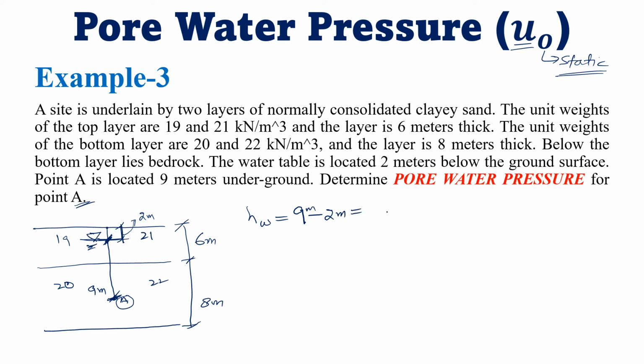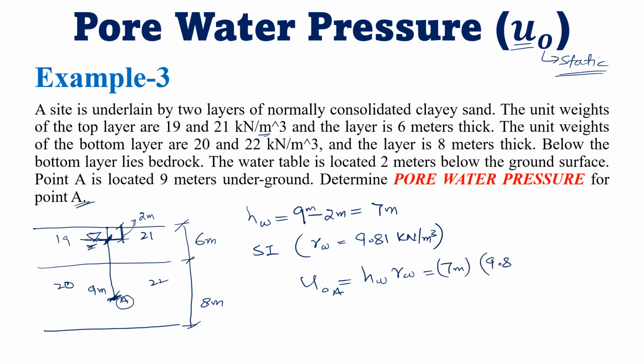So the depth of water above point A will be equal to 7 meters, because we are considering meter units and Newton units, so it is the SI system. In the SI system, the unit weight of water is 9.81 kilonewton per meter cube. So U naught A will be equal to HW times gamma W for this point A, where HW is 7 meters and gamma W is 9.81 kilonewton per meter cube. The answer will be 68.67. This is also stress, and its unit will be kilopascals. U naught A is the geostatic pore water pressure for point A.